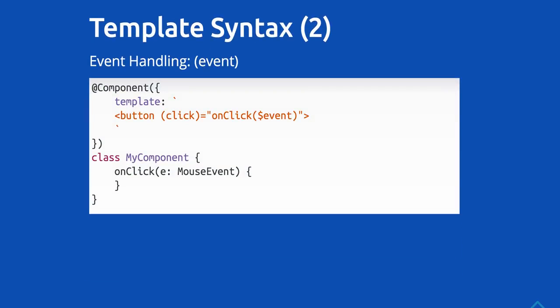You can also have some kind of event handling. So there are three different kinds of things: interpolation, populating the value; property binding, sending the value in the template; and event handling, triggering some kind of event from your template. Like here I'm triggering an on click event.